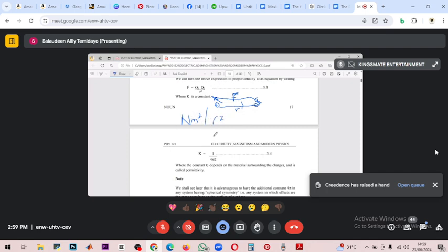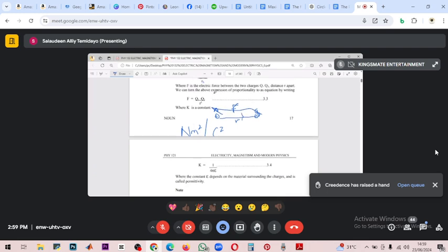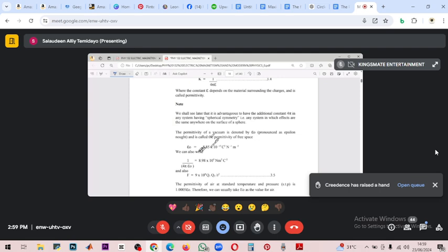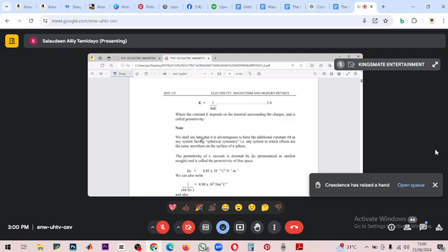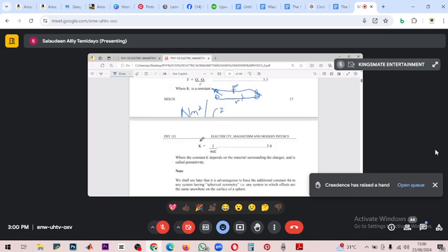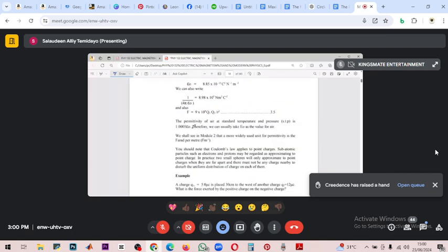Permittivity has an opposite; we call it the permeability. We might get there hopefully. So this is the value of K, 9 times 10 to the power 9, that Ms. Joy just mentioned for us. So F equals this value times Q1 Q2 over R squared.